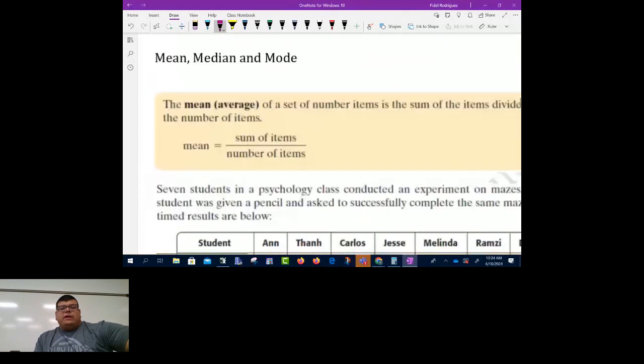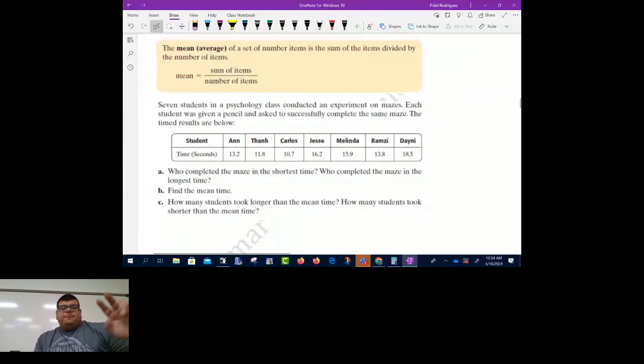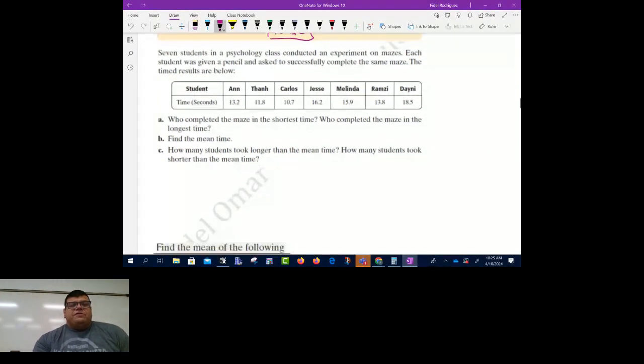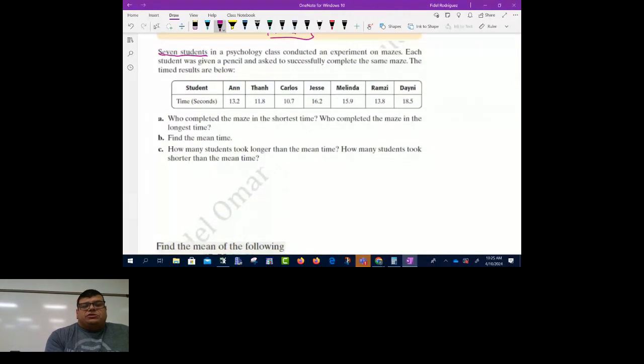Here we go. Okay, it's finding the mean. The mean just says we are looking for an average. The way we find an average is we take all the numbers and add them up, and then we divide by the total number of numbers that we have. So I'm looking at this first problem here, and it says we have 7 students in a psychology class, and they're conducting an experiment on mazes. We gave everybody a pencil and asked them to complete the same maze. And here are the timed results.